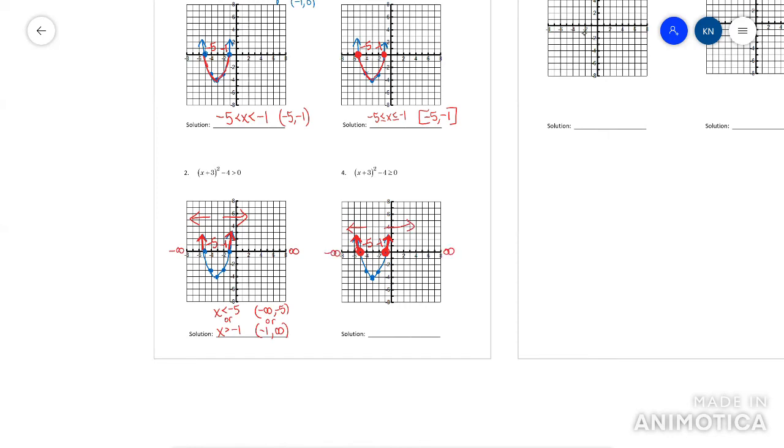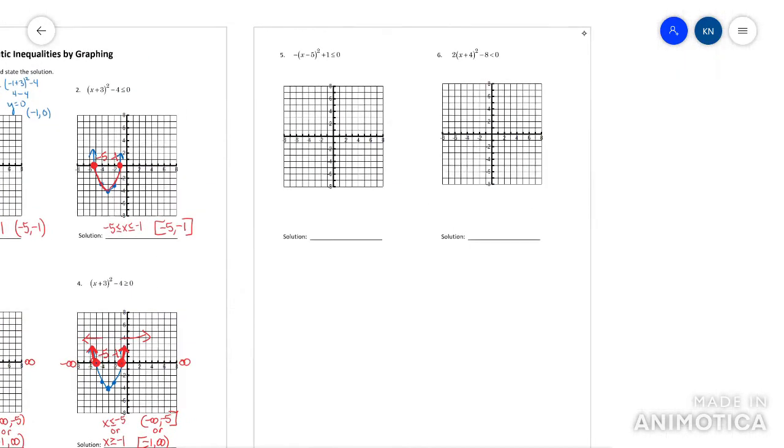So it's all my x's that are less than or equal to -5, or all my x's that are greater than or equal to -1. Or if you wrote it in interval form, it would be parentheses negative infinity to -5, and that -5 is going to have a bracket, or bracket -1 to positive infinity, like that. Okay, over here.